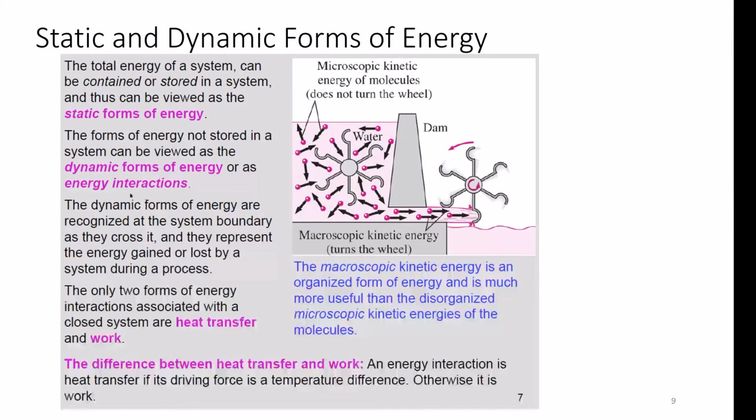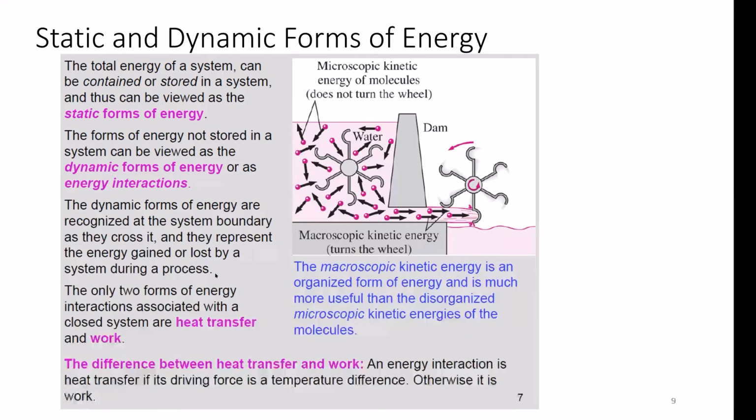All right, so this is the energy interaction. We can think about it in that form. So the dynamic forms are leaving the boundary, going across the boundary. Okay, and we either gain energy or lose energy due to that. Like in this case, the energy in the water, some would be lost if some of it flowed out, right? Okay, so the only two forms of energy associated with a closed system are either heat transfer or work.